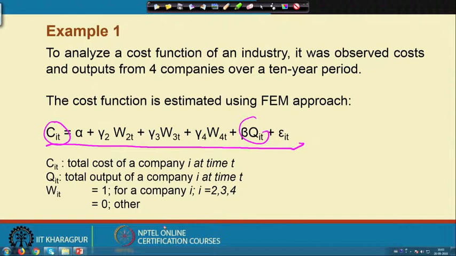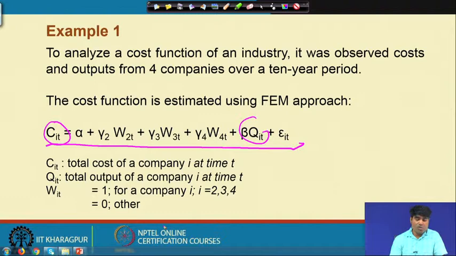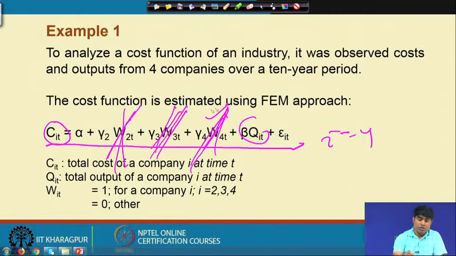So we start with connecting to the cross-sectional units. Since we have i equal to 4, we are using 3 different dummies. So this is for company 2, this is for company 3, this is for company 4. Now, when we put i equal to 2, this will be active and these 2 will be inactive. When i equal to 3, this will be active and these 2 will be inactive. When i equal to 4, this will be active and these 2 will be inactive. Now, when all these 3 are inactive, then by default the input goes to i equal to 1, that is firm 1.